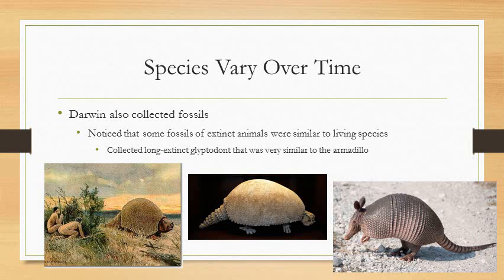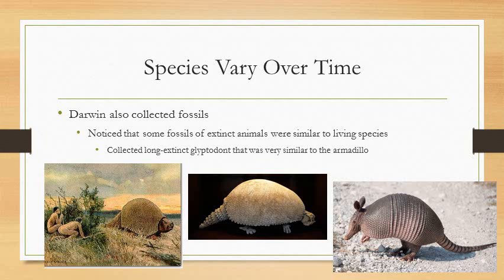And then lastly, species also vary over time. So Darwin, as he was voyaging, he also was collecting fossils, not just living organisms or species. And what he noticed was that there were some fossils that he found where the animals were no longer alive, so they were extinct, but they were very similar to species we see today. One example of this is this glyptodont. You can see here on the far left, was a very large animal. In the middle is a picture of what the fossil would look like, and then to the right is the modern day armadillo. So the armadillo is very similar to the glyptodont.